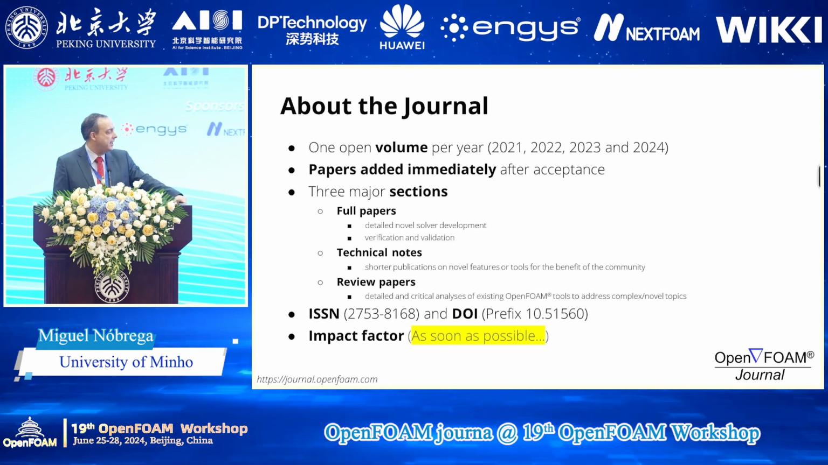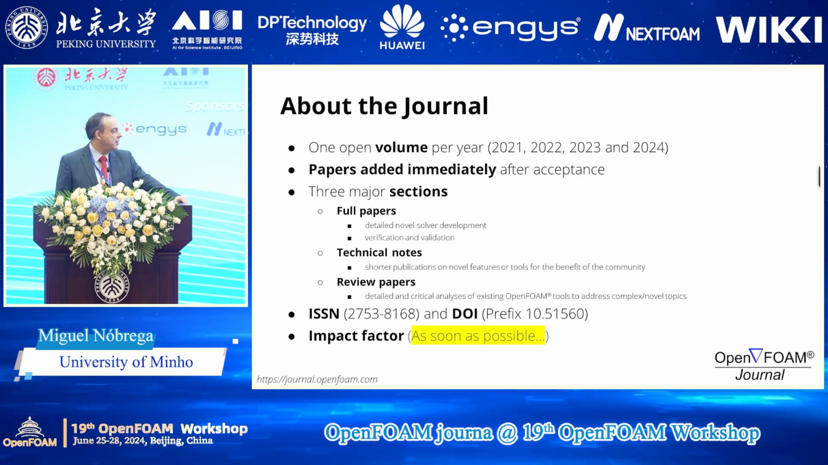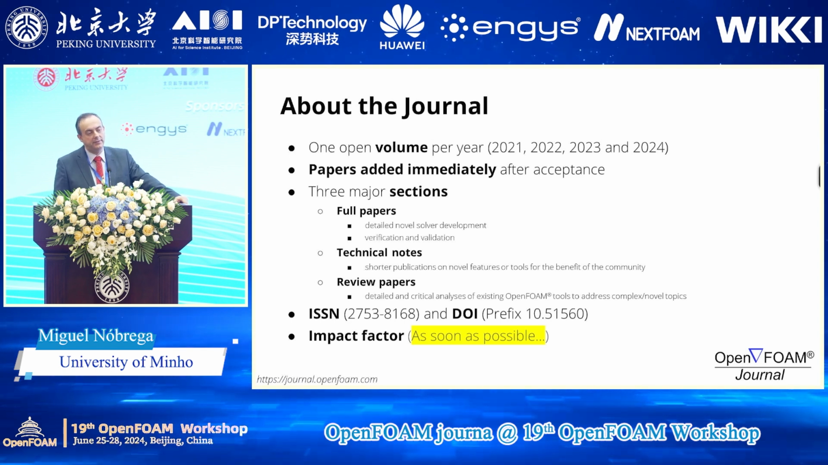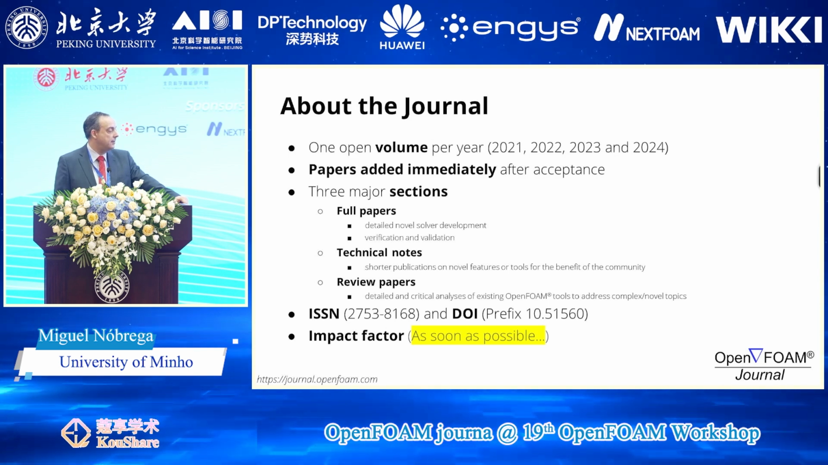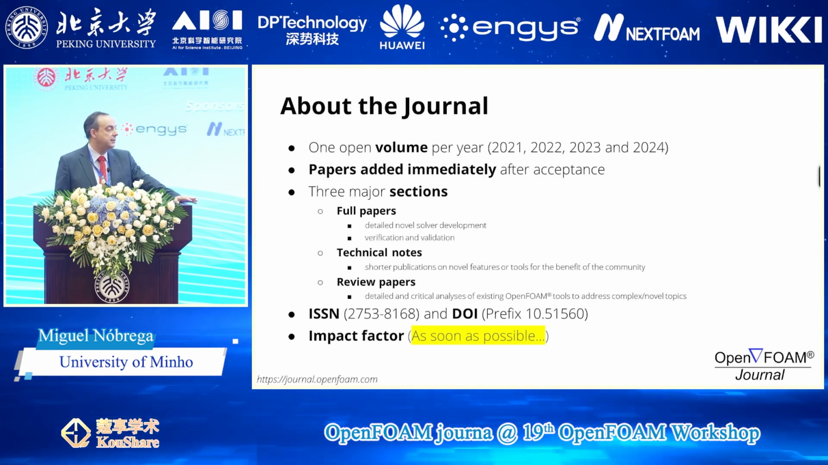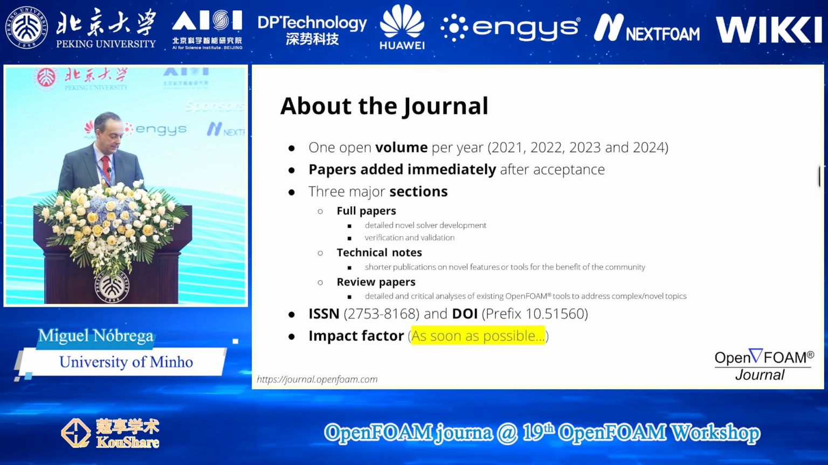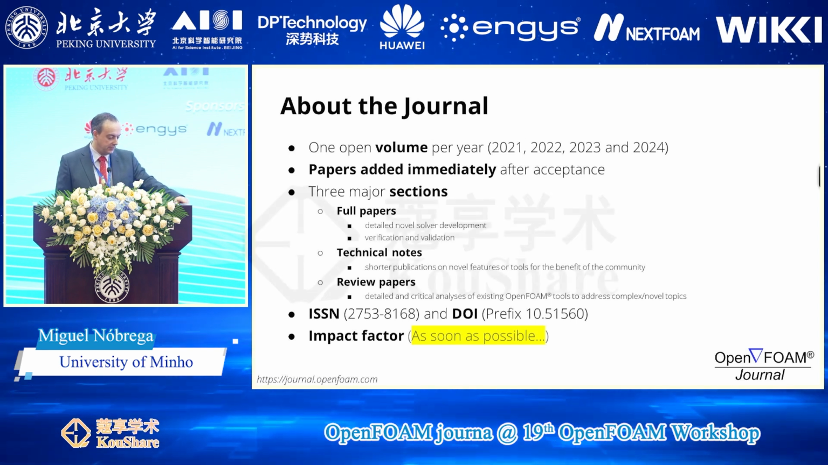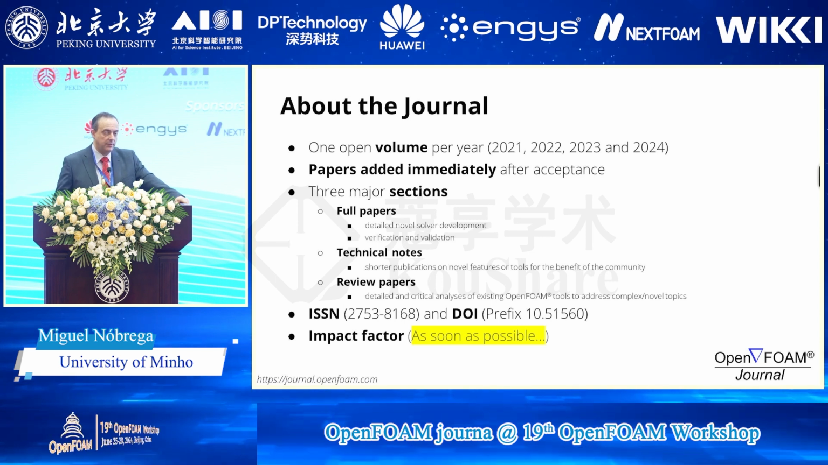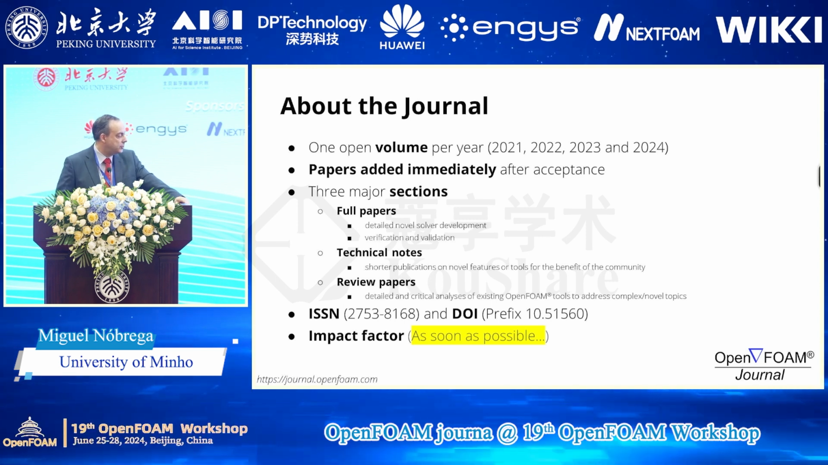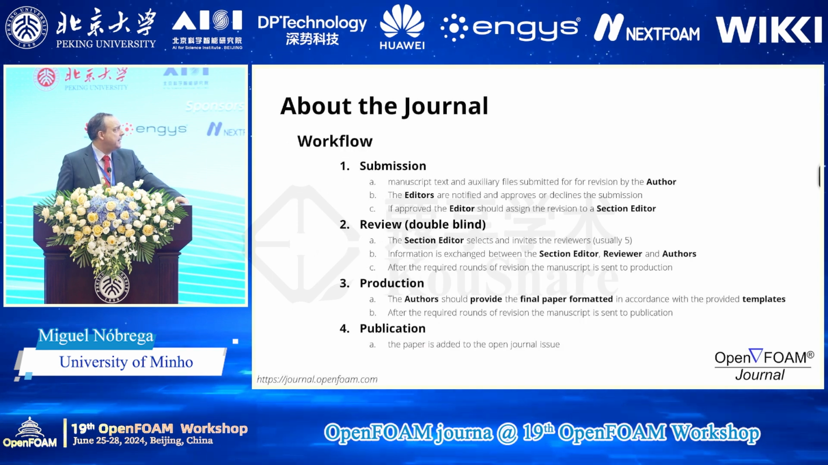We have a DOI and an ISSN. The impact factor is always an issue. We are doing our best to get the impact factor for the journal. We want to apply, but we need to be sure that we don't fail the criteria, otherwise we will not be allowed to apply for some time. So we want to be sure that we fulfill all the conditions before doing it.